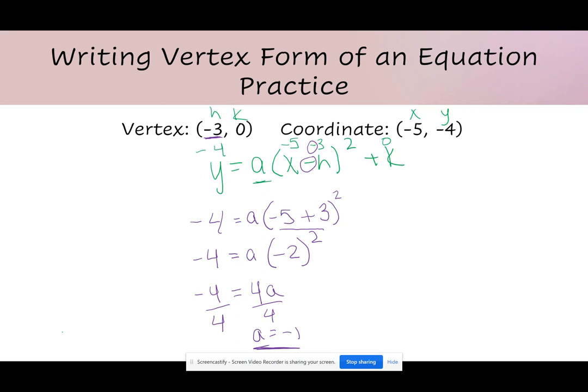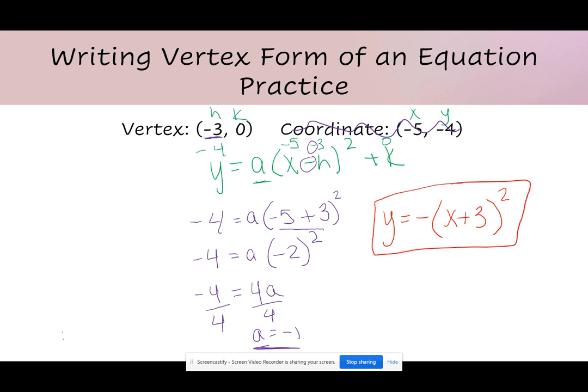So now we'll use that. We're done with our coordinate. And we're going to rewrite the equation. So y equals negative, you can write the 1, you don't have to, (x plus 3), because again it's the opposite sign, it would be minus negative 3, squared, and there's no plus 0, no plus k. So this is your equation. So you just use what you're given, plug it all in, and we're solving for a, and then using our a and our vertex to write our equation.